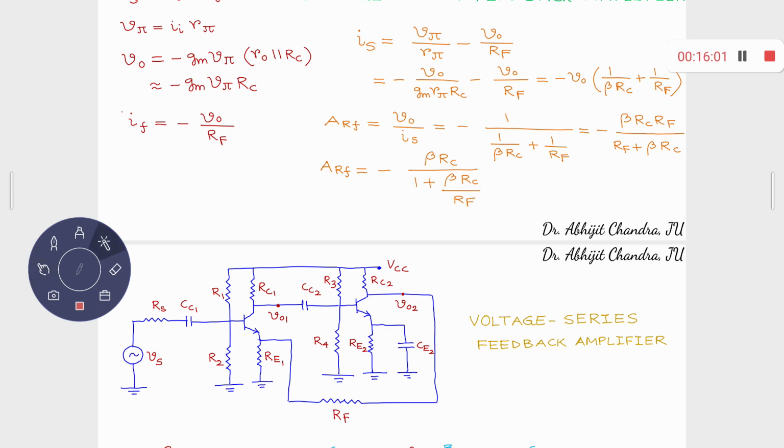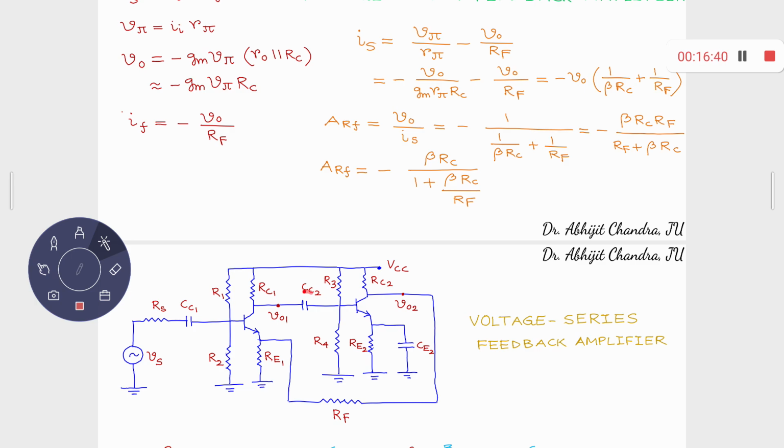So this is the first stage of amplification. What do you have? You have these two resistances R1 and R2 for providing voltage division bias, this resistance RC1, the collector resistance, and this emitter resistance RE1. After this coupling capacitor, you have the output voltage VO1, and this voltage gets coupled at the input of the second stage. The second stage is basically a replica of the first stage. You have another R3, R4 combination for biasing.